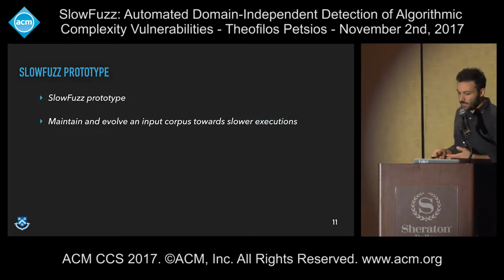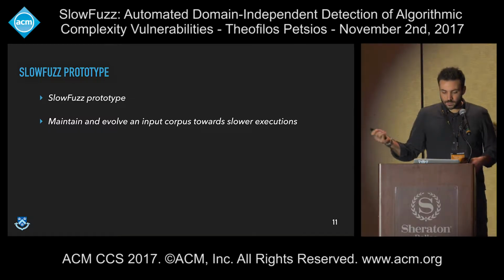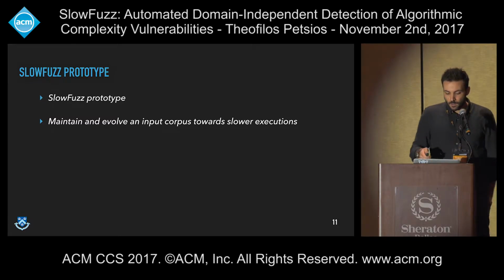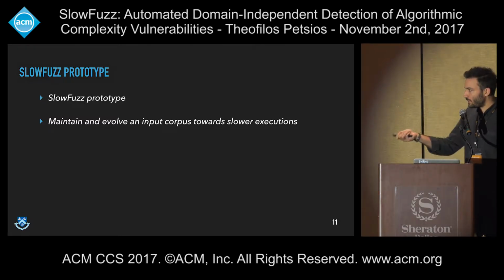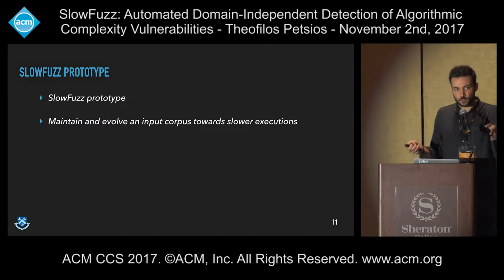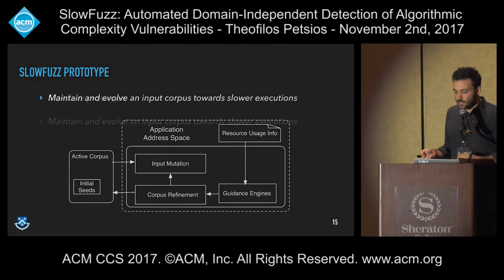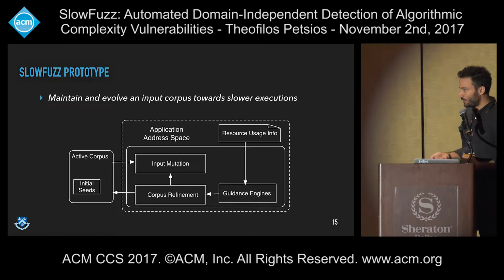But we also want to do it without throwing away the whole fuzzing infrastructure. So we're going to show you how we went about this and built this prototype fuzzer, where basically what we wanted to do was to maintain an input corpus, but drive it towards slower and slower executions. So essentially, we follow the traditional evolutionary testing approach.